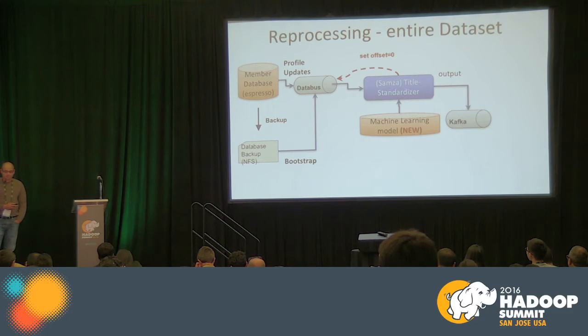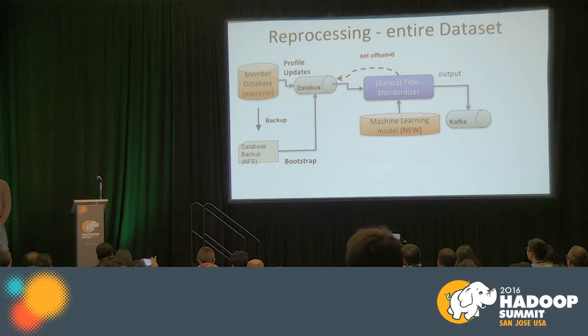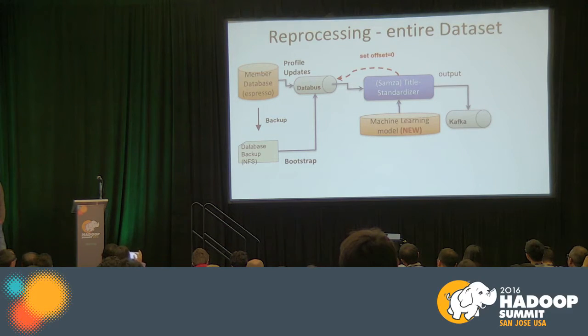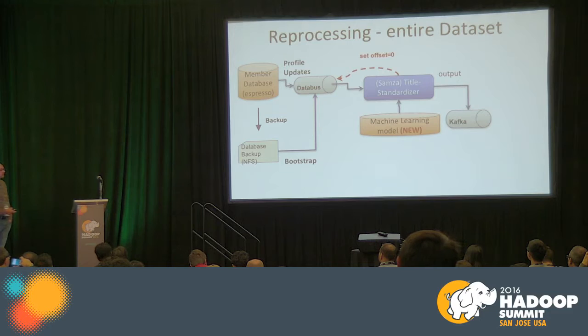Let's consider a more interesting example. For us, our magic is in our machine learning model, and every day of the week, people are improving that. So every time our machine learning model changes, we want to go reprocess all the 400 million members, right? Because we want to standardize their titles again. Now, that's an interesting problem, because suddenly it's no longer about rewinding a few hours. It's about going back in time and starting from zero.